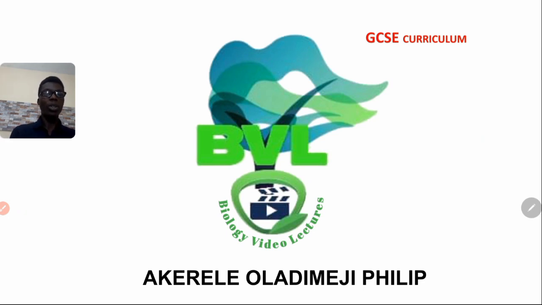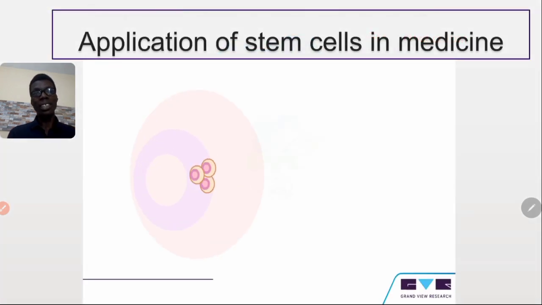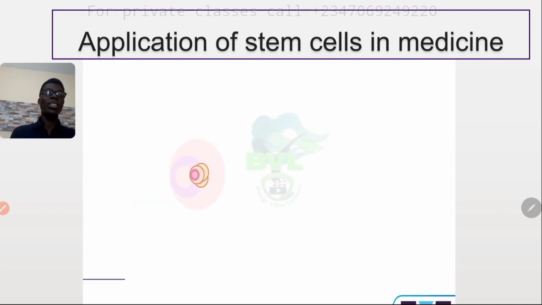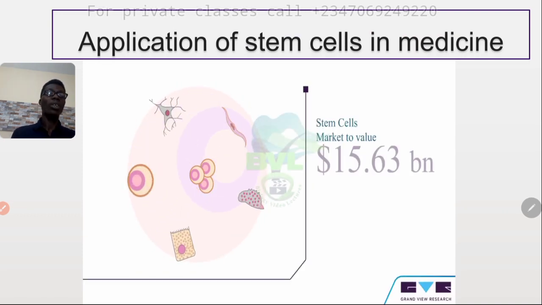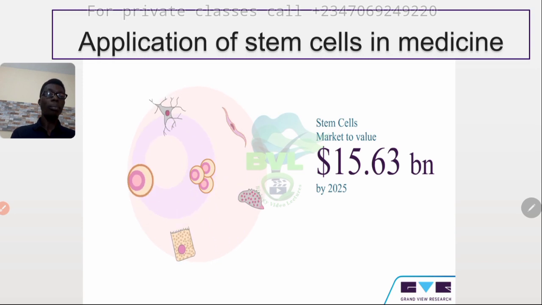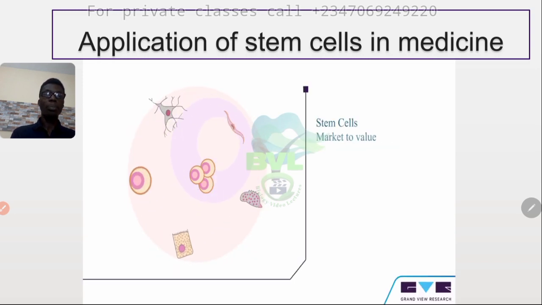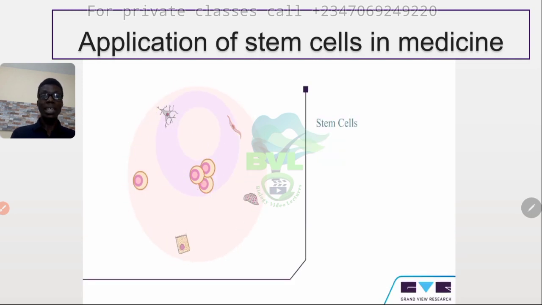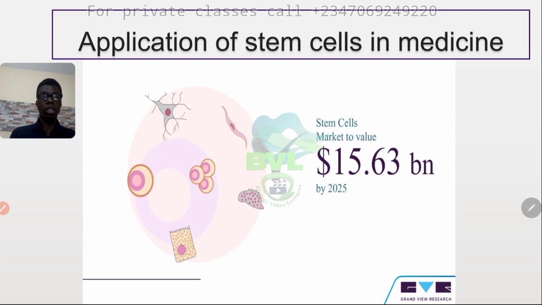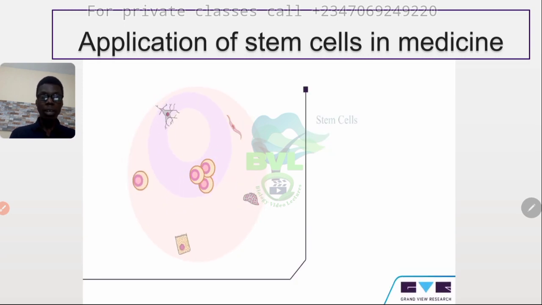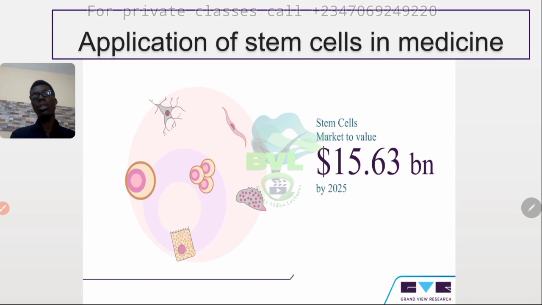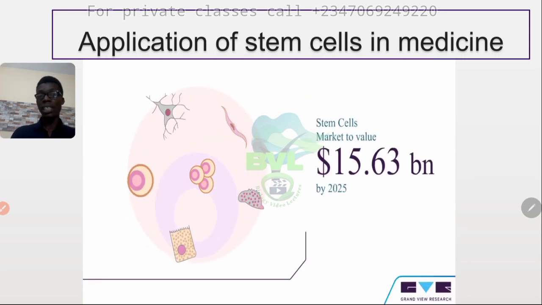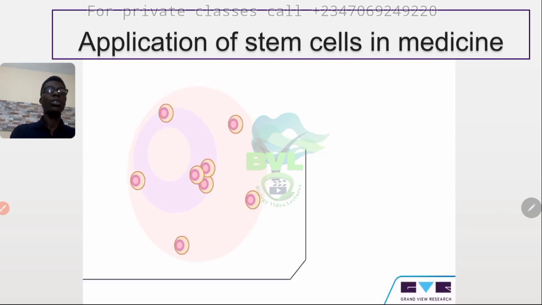On today's edition, we'll be looking at something very interesting: the application of stem cells in medicine. From what you're seeing on the screen, about 15.63 billion US dollars is projected to be spent on stem cell production by 2025. This is 2021, just about 4 years from now. That tells you how promising it is, even though there are still issues with it, which we see in some other lectures. Now let's look at how it is being applied.